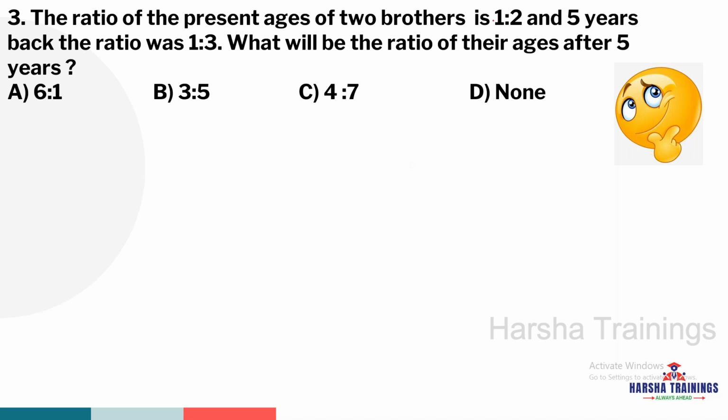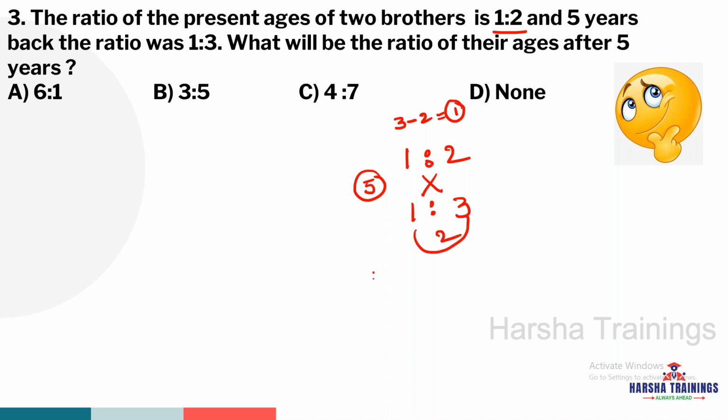Okay, so the given information, I'm going to use the shortcut method, guys. Two brothers' ratio is 1:2. 5 years back the ratio was 1:3. After or ago means use the same shortcut, no problem. What is the first step? Cross multiplication, check the difference. 1:3, 3; 1:2, 2. The difference is how much? 1. Next, the 1 and 3 difference is how much?